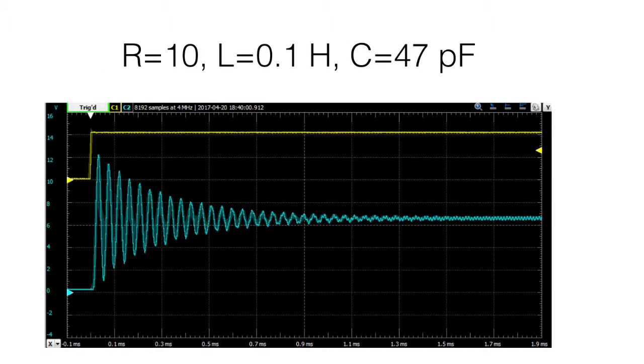In this circuit, we go back to our original 10 ohm resistor and 0.1 Henry inductor, but instead of the original 0.1 microfarad capacitor, we used a 47 picofarad capacitor, which gave us a much lower zeta value and thus had many more peaks.